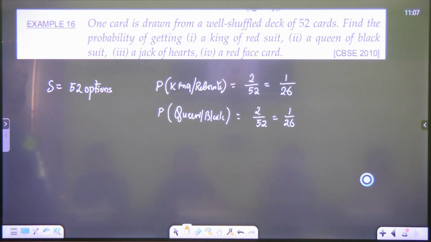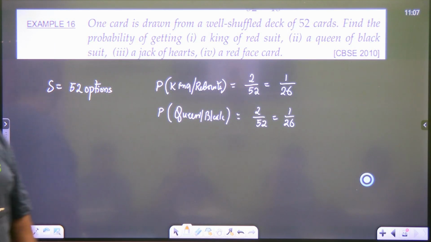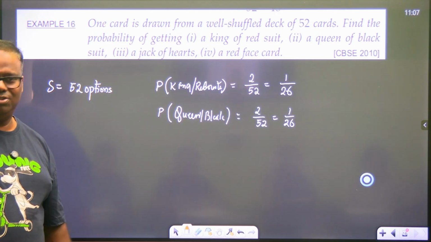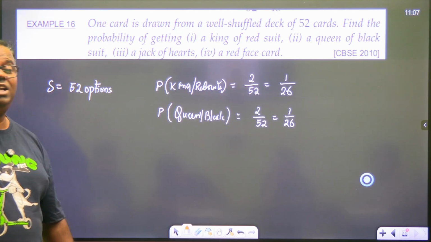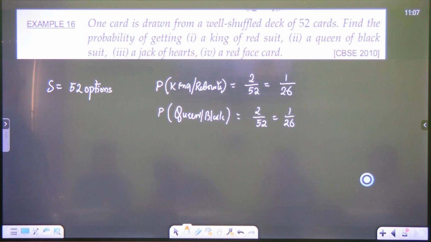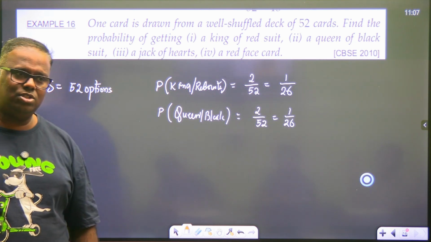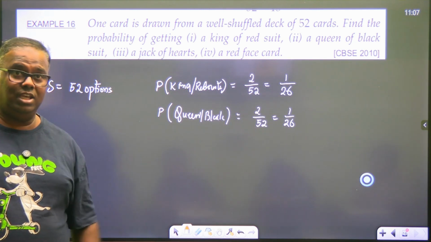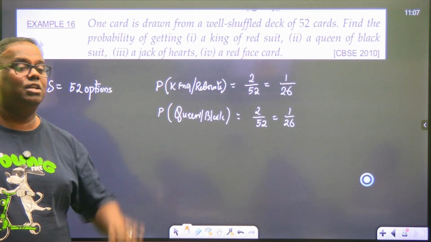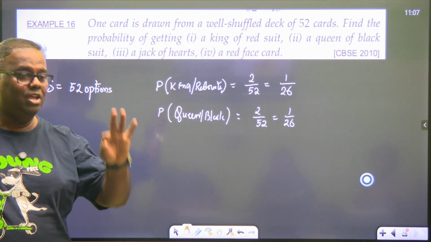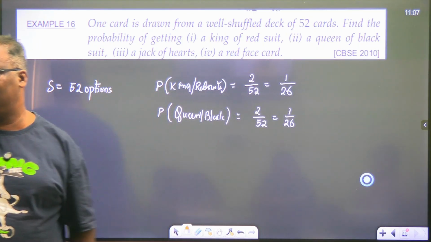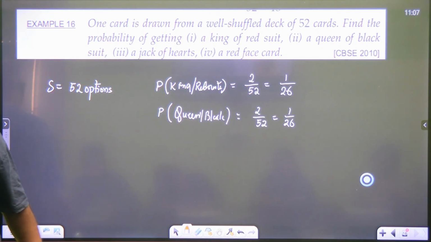A jack of hearts. Jack of hearts is only 1 card, so 1 by 52. A red face card: how many red suits? 2 red suits. Each suit has got how many face cards? 3 face cards: J, Q, K. So total there are 6 face cards which favor you. Your answer should be 6 by 52.